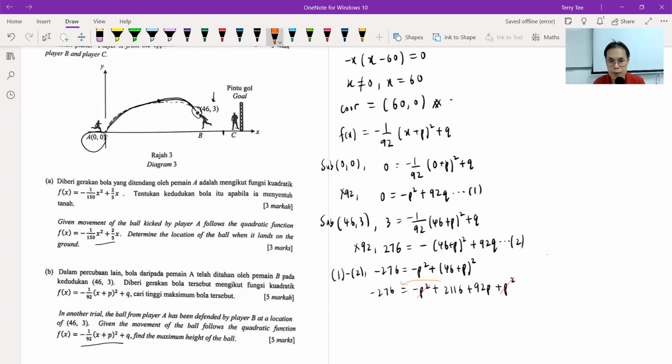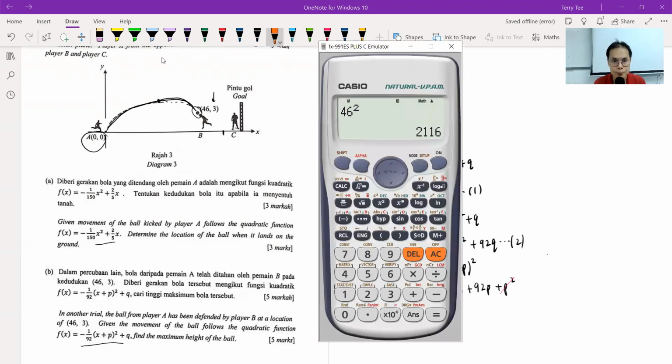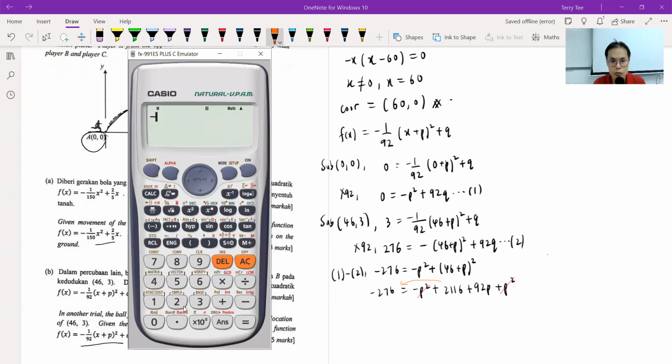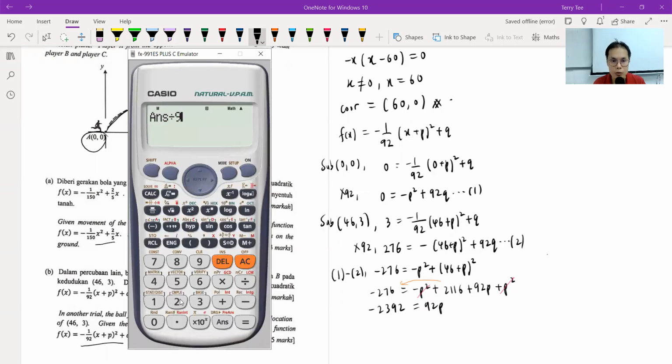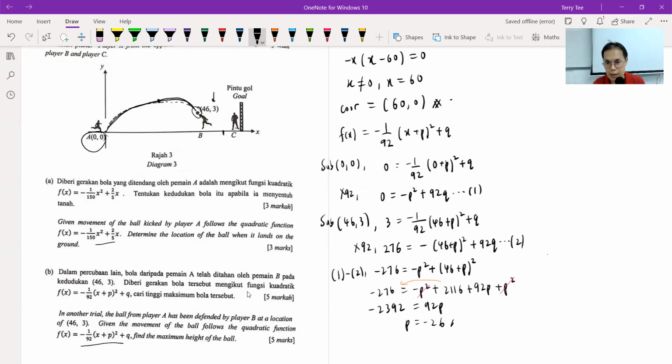So we write negative 276 minus 2116. This gives us 2392, right? Negative 2392 is now 92p. Take this value, divide 92. Yes, my p is negative 26. Okay, now that I got the value of p, I still need to find the value of q before I can find the maximum height.